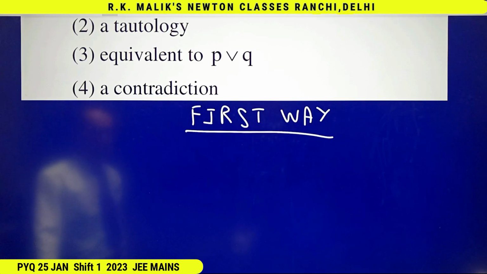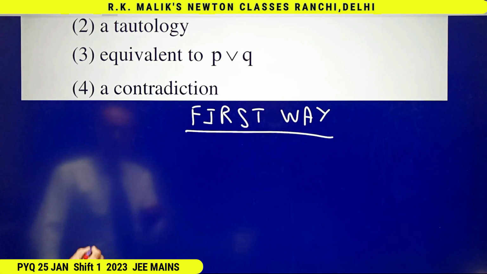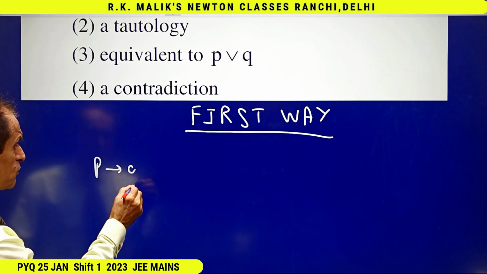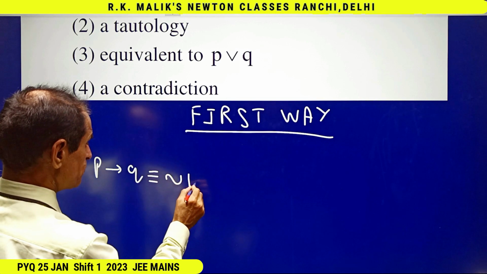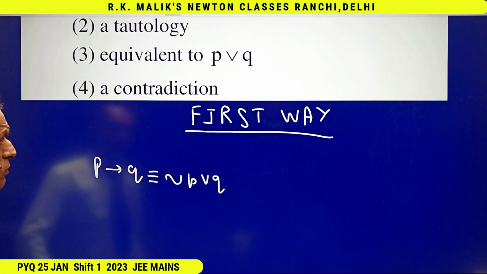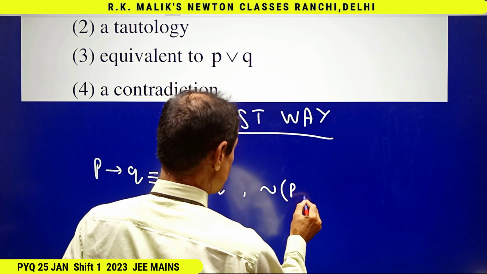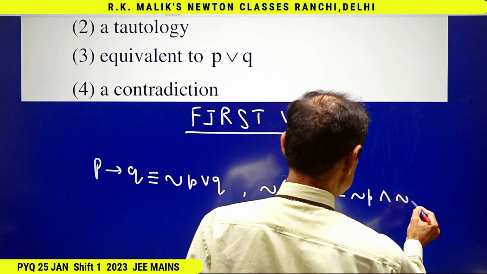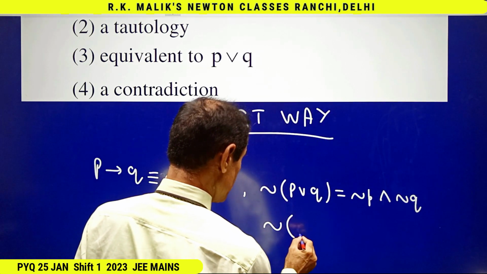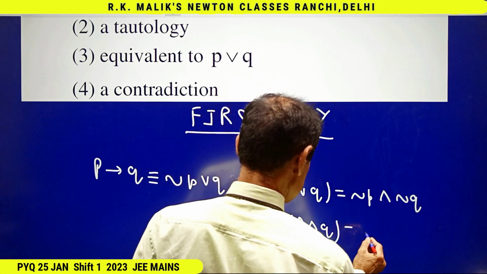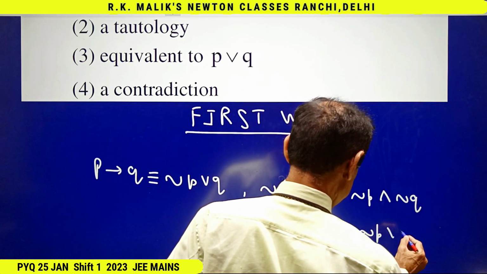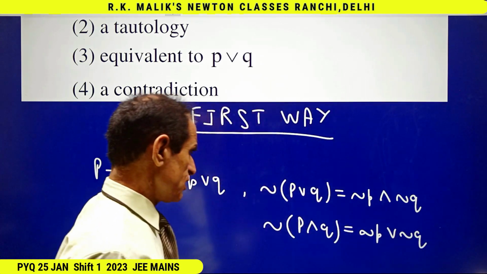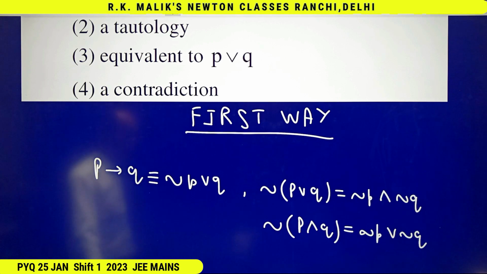Before I do this question, I would like you to know these formulas: P implies Q is equivalent to negation P or Q, and negation of (P or Q) is equal to negation P and negation Q. Similarly, negation of (P and Q) is equal to negation of P or negation of Q. Actually, all these formulas are very simple. You must be knowing them, but still for clarity purpose, I have revised these formulas for you.